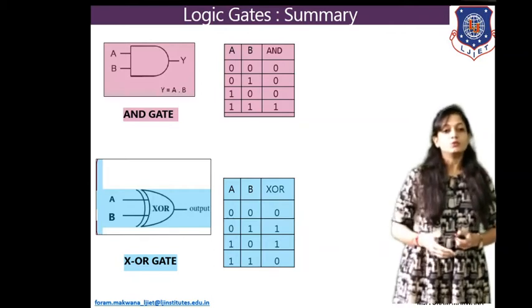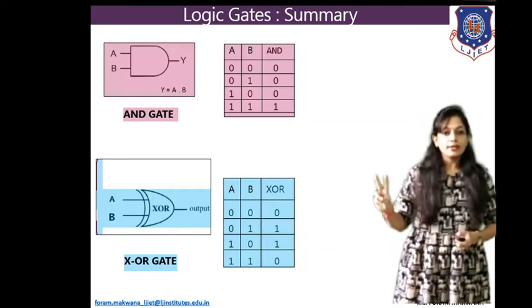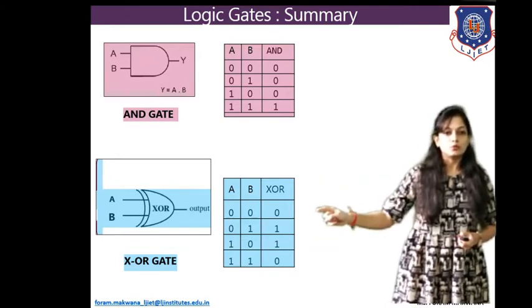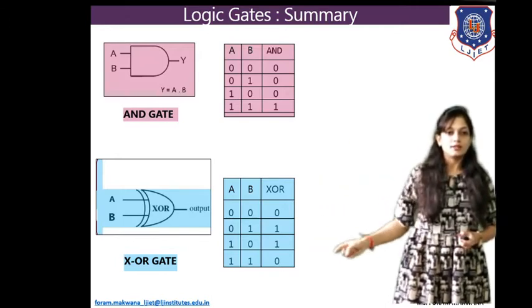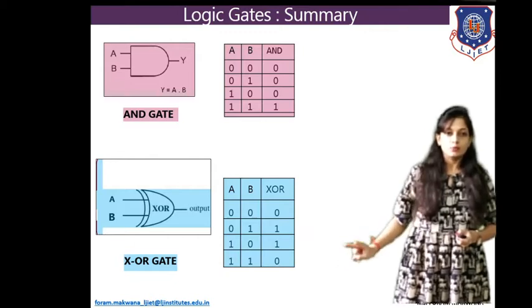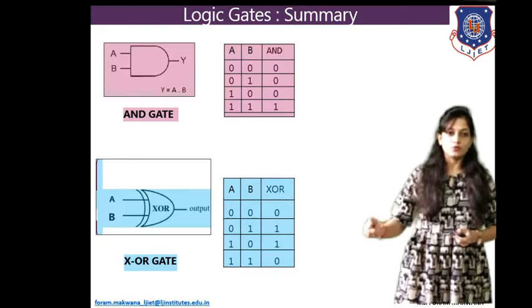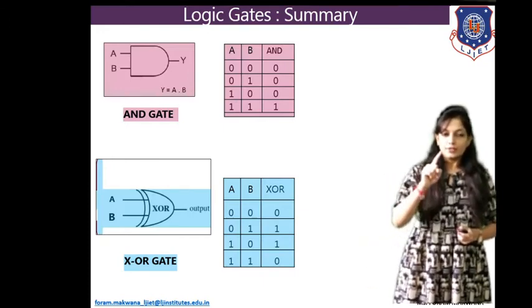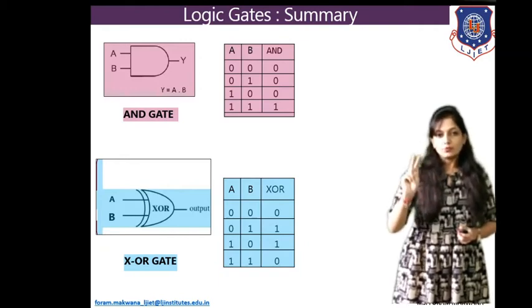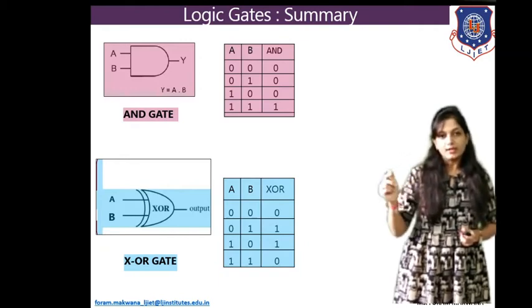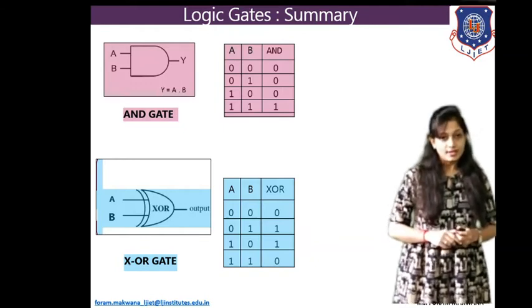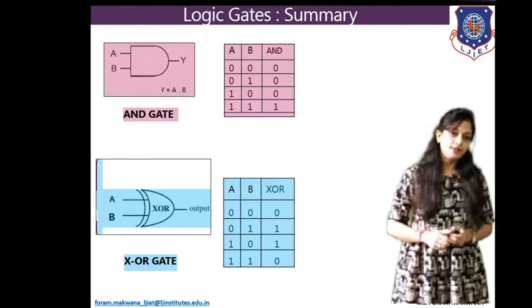We can conclude that if both the inputs are the same, then the output is 0. See the first case and the fourth case: both the inputs are the same, so the output is 0. Now see the second and third cases: if the inputs are different, then the output is 1. Its logical expression is A dash B plus A B dash.